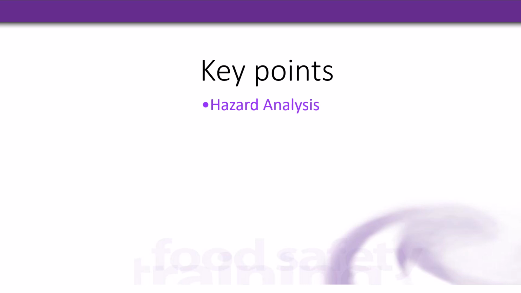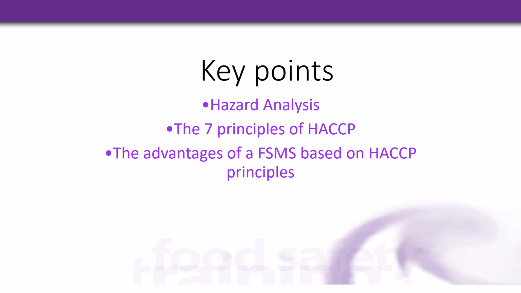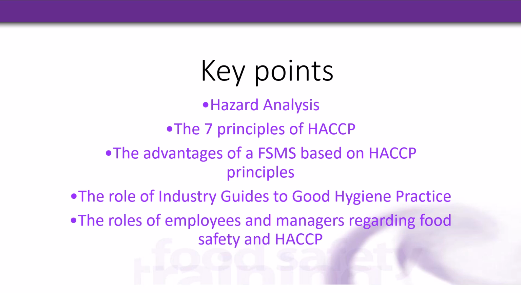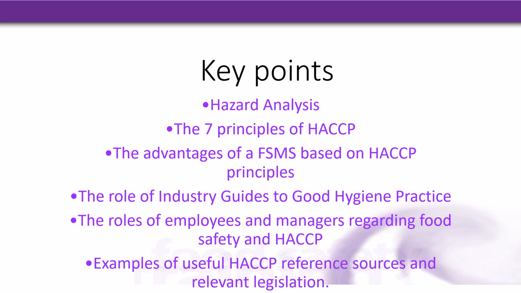So key points of this section, we looked at hazard analysis, the 7 principles of HACCP, the advantages of a food safety management system based on HACCP principles, the role of industry guides to good hygiene practice, the roles of employees and managers regarding food safety and HACCP, and examples of useful HACCP reference sources and relevant legislation.